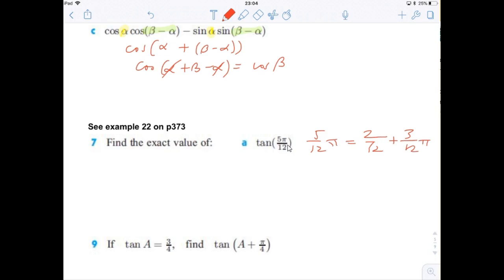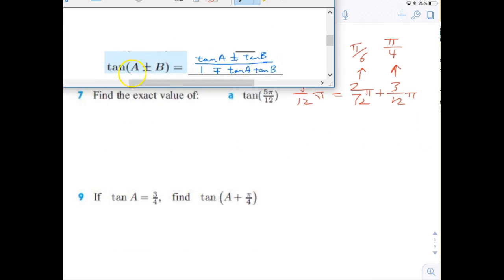Now, 2/12 pi is actually pi over 6, which we know the tangent and the sine and the cosine of. And 3/12 pi is the same thing as pi over 4, which we also know the sine, the cosine, and the tangent of. So let's use that identity. Tangent of A plus B equals tangent of A plus tangent of B over 1 minus tangent A tangent B. In this case, A plus B is the 5/12 pi, which is pi over 6 plus pi over 4. And then we just need to find the tangent values of each one of these.